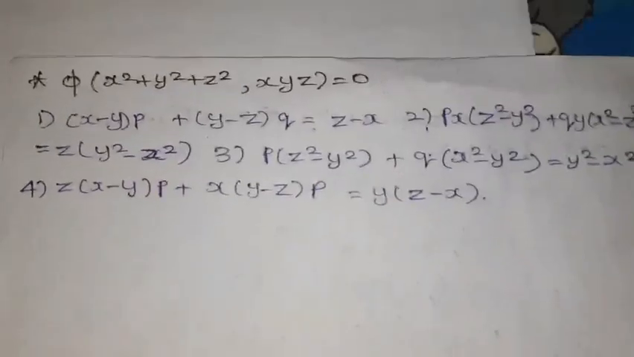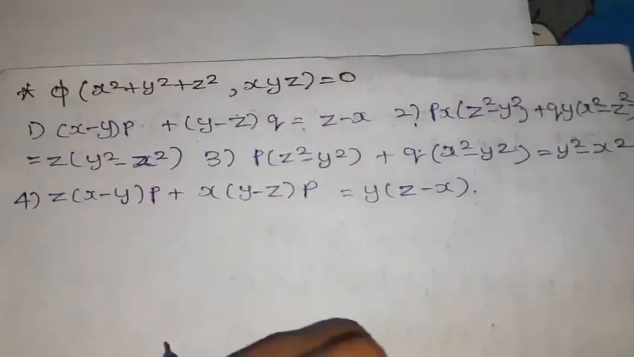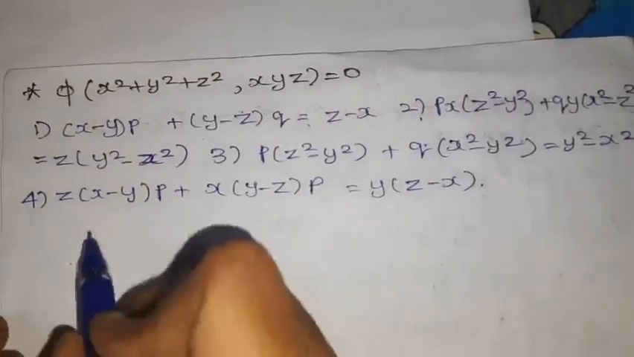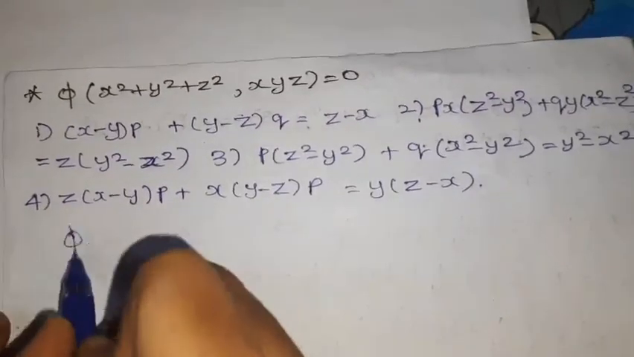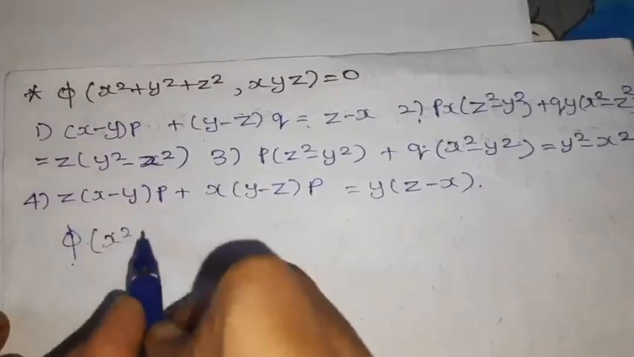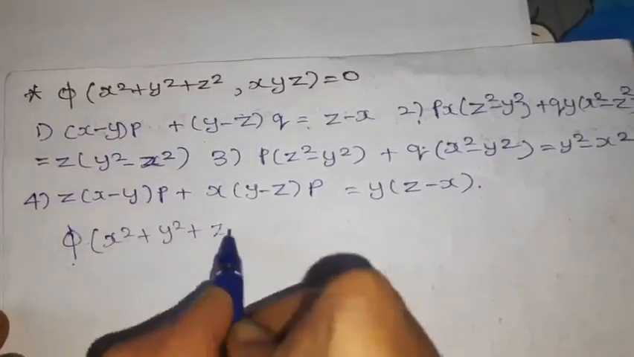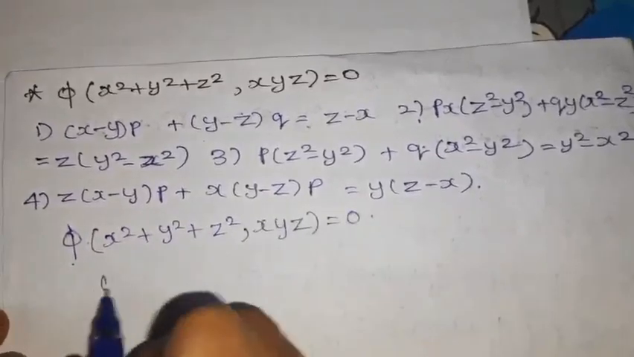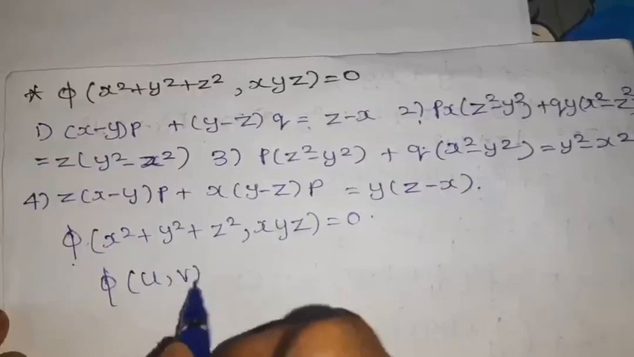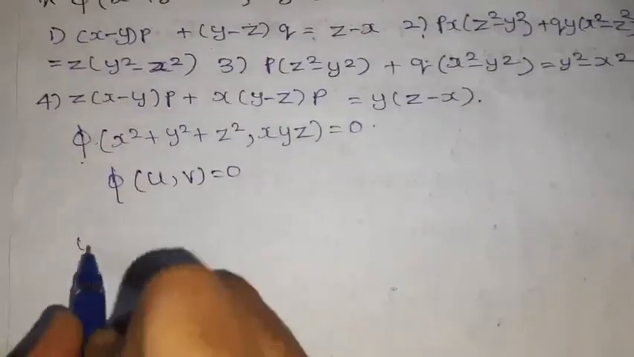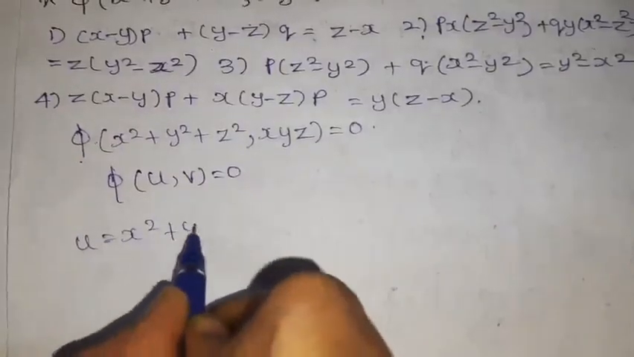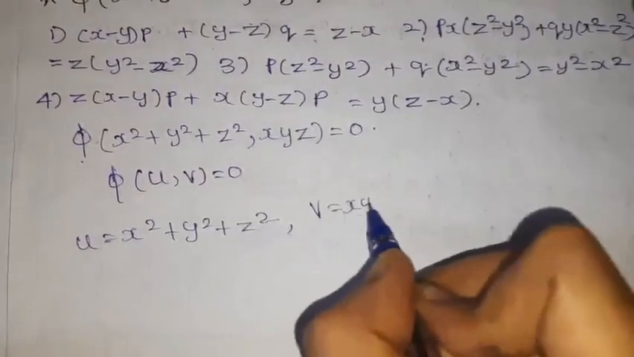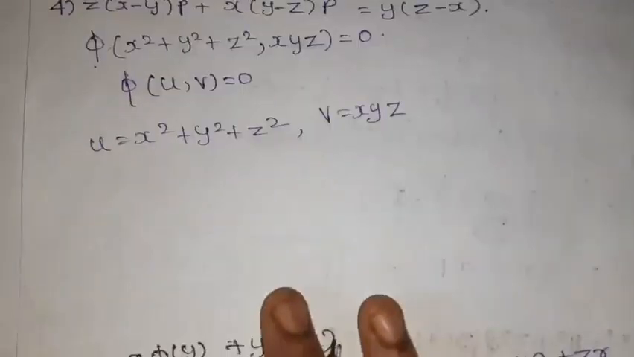Phi of x square plus y square plus z square, xyz equals 0. It is in the form of phi of u comma v equals 0. u equals x square plus y square plus z square. What is v? xyz. So we need to partially differentiate, dou u by dou x.